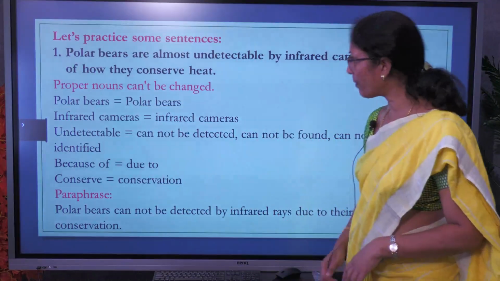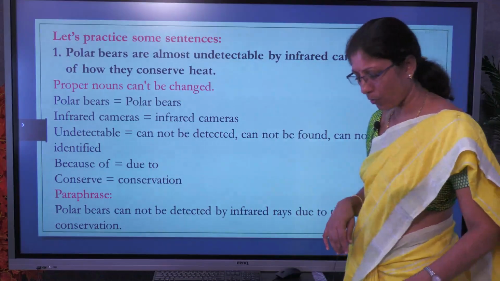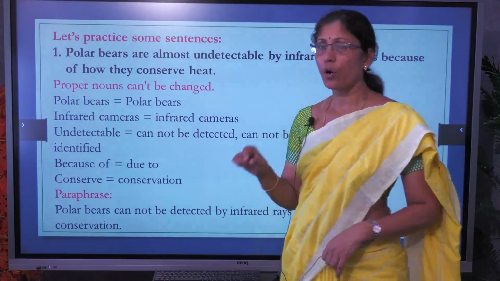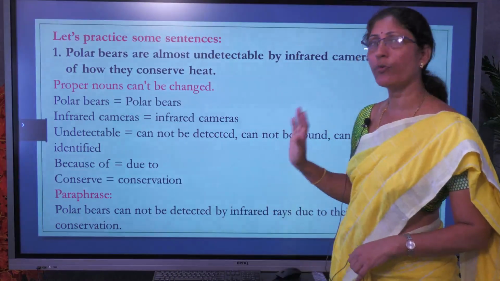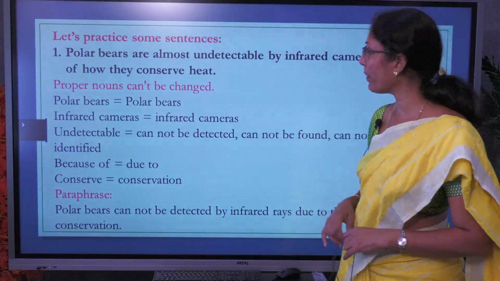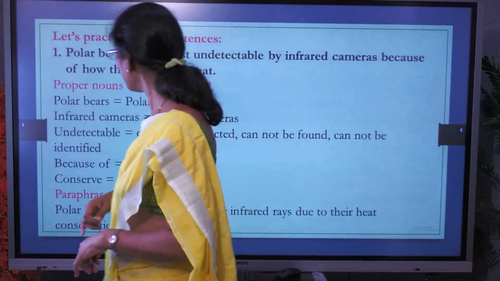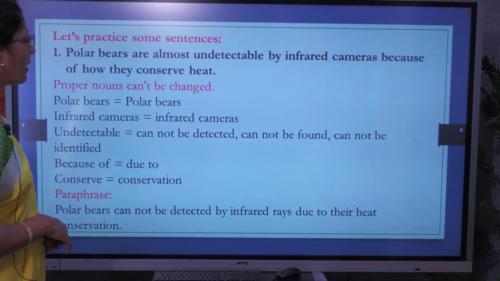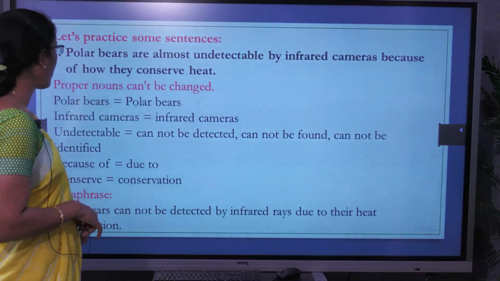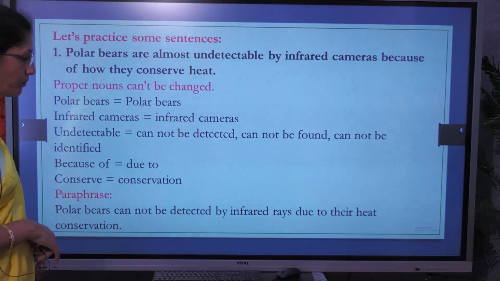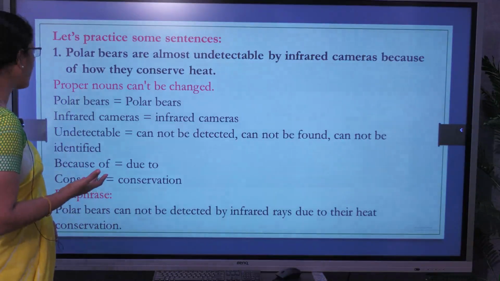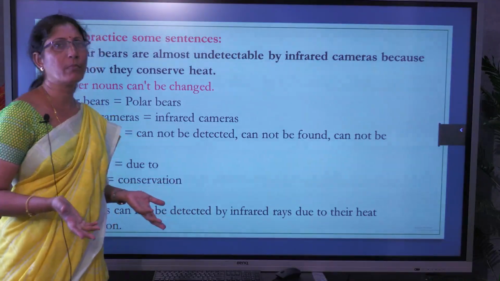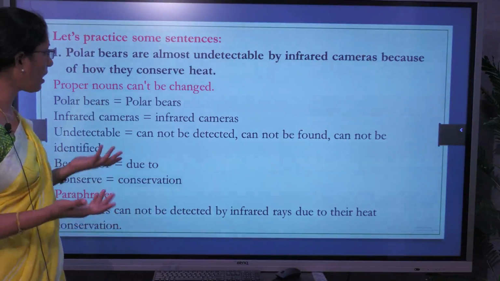Okay, so let's practice some sentences, how a paraphrase can be done. Here I have taken only sentences, not paragraphs, just to show you how we can do it. Okay, let us take the first sentence. Polar bears are almost undetectable by infrared cameras because of how they conserve heat. First of all, we need to understand that proper nouns can't be changed because there is no other name. Okay, that can't be changed.